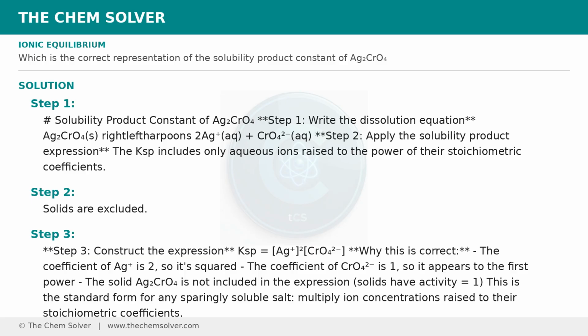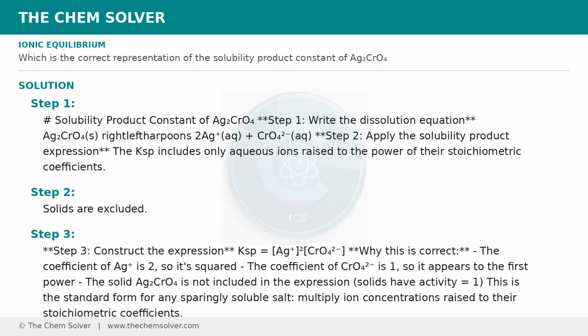Step 2. Apply the solubility product expression. The Ksp includes only aqueous ions raised to the power of their stoichiometric coefficients. Solids are excluded. Step 3. Construct the expression. Ksp equals [Ag⁺]² [CrO₄²⁻].